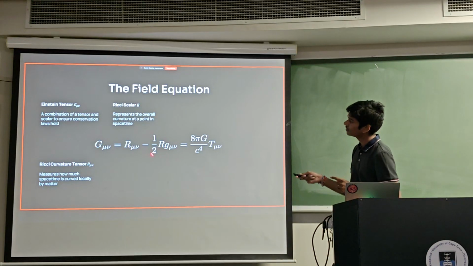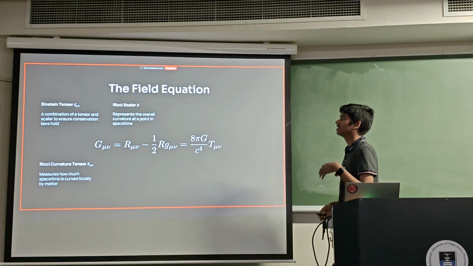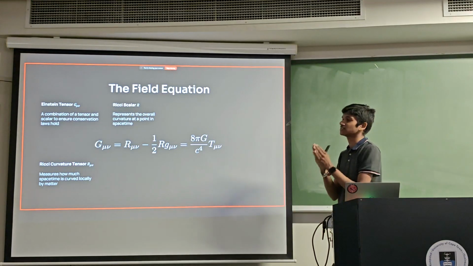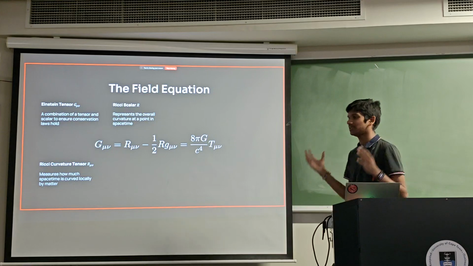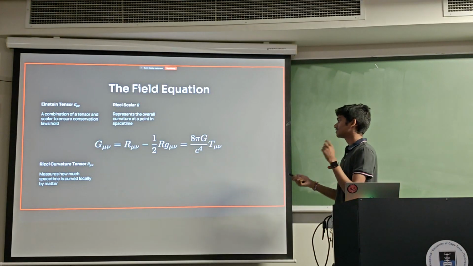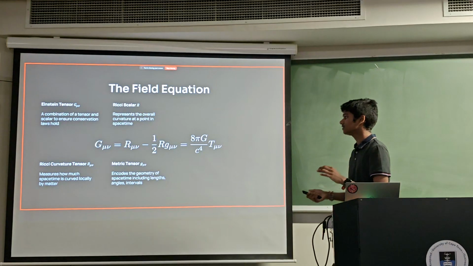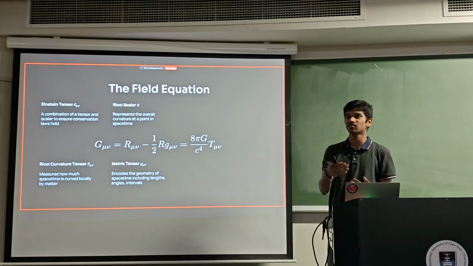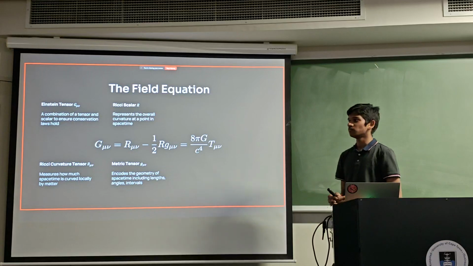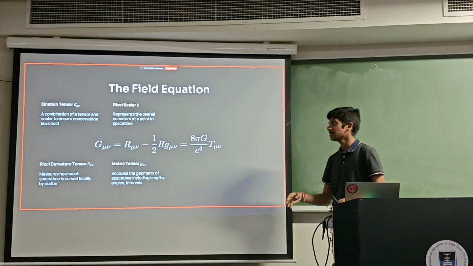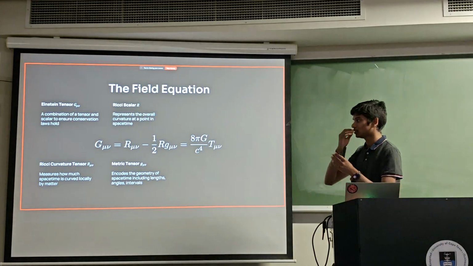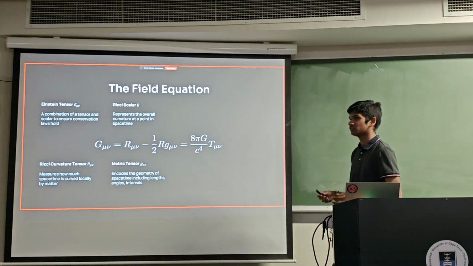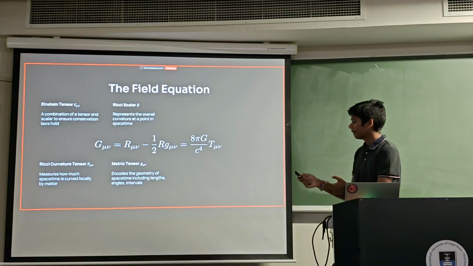We have a scalar in the second part of the expression, R, and this represents the overall curvature at a single point in space-time. That's why it's a scalar, because it's one value as opposed to a tensor of values. But the scalar is attached to a metric tensor, and this metric tensor encodes the geometry of space-time, including the lengths, the angles, the intervals. So if you were to think of space-time as a flat grid, this metric tensor would encode that geometry within it.